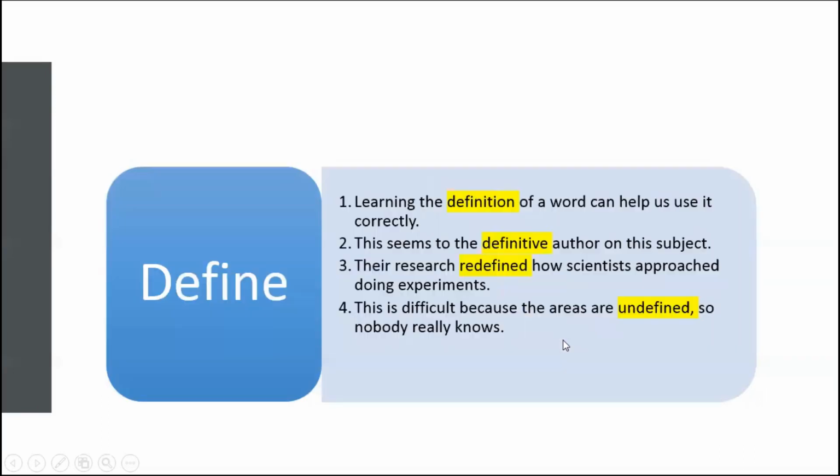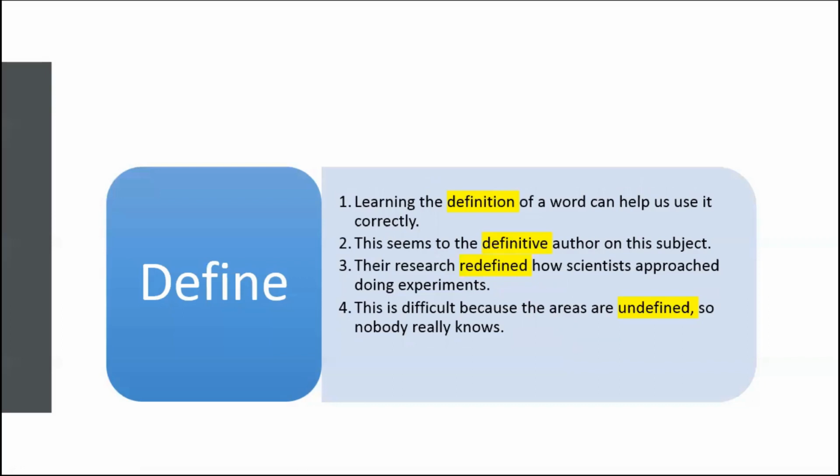The next word in our list is define, define. Learning the definition of a word can help us use it correctly. This seems to be the definitive author on this subject. The research redefined how scientists approach doing experiments. It's difficult to know because the areas are undefined, so no one really knows.